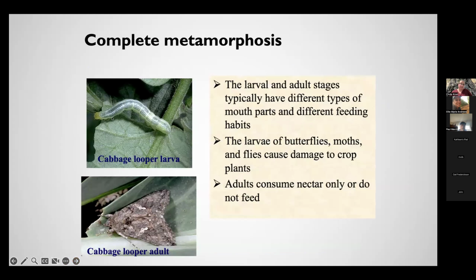Cabbage looper larvae. Again, here's your adult. Look nothing alike. They go through complete metamorphosis. So the larva and adult stages typically have different types of mouth parts and different feeding habits. The larvae of butterflies, moths, and flies cause damage to crop plants, but the adults consume nectar only or do not feed at all. So, although oftentimes we are catching moths in traps, it is the larvae that's causing the damage, but one indicates that the other one's present.